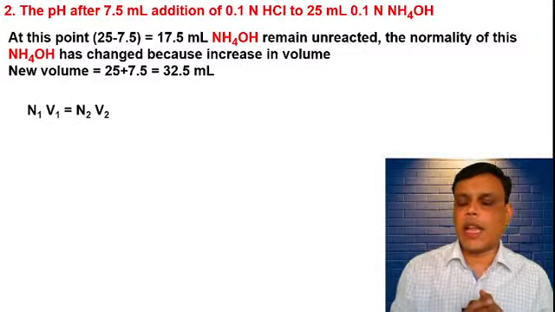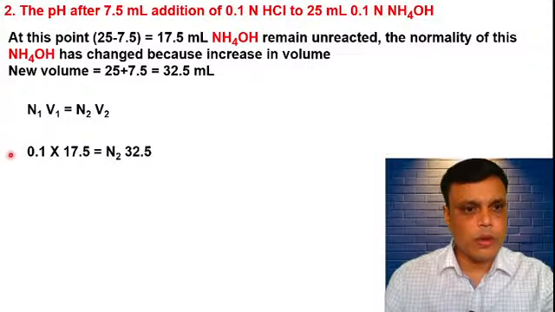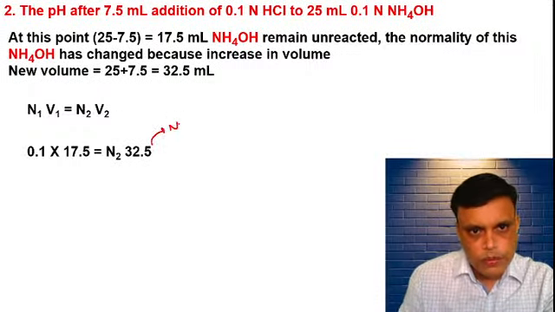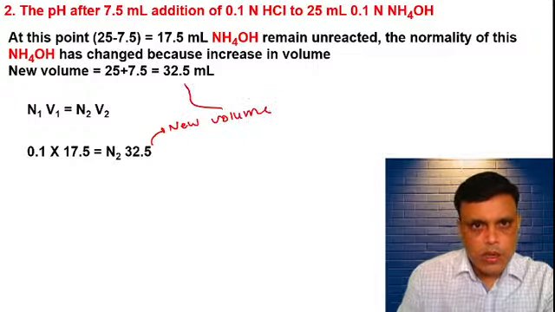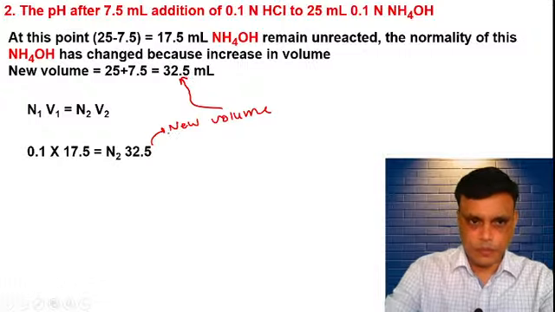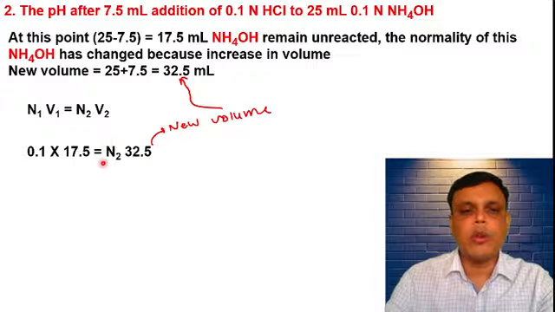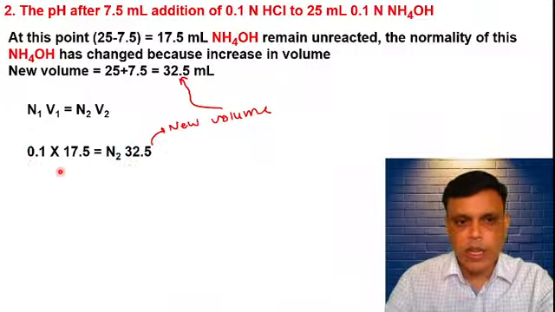The formula is N1V1 is equal to N2V2. Just put the values. N1 is equal to 0.1 and V1 is equal to 7.5, and this is your new volume. The new volume is 32.5 ml. So by using this equation you can calculate the new normality of ammonium hydroxide, that is N2. So 32.5 is multiplied on this side, and on the other side it will become divide.